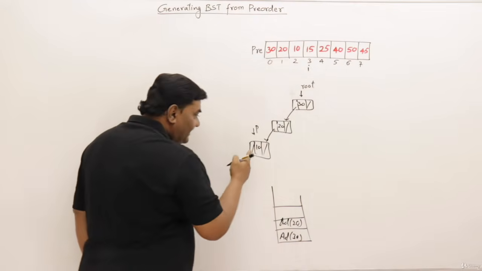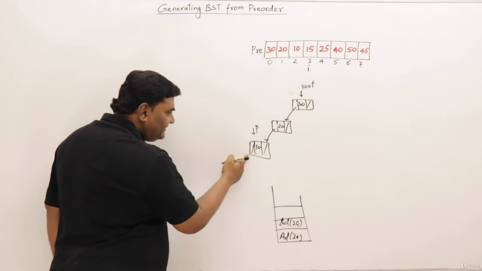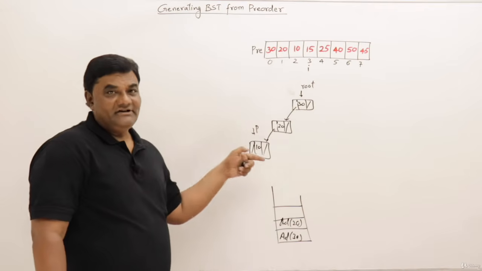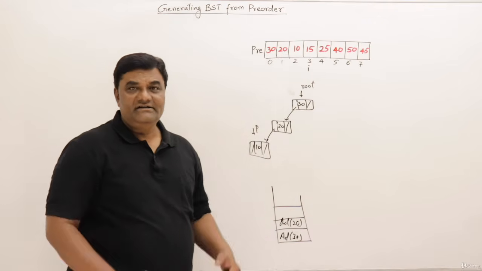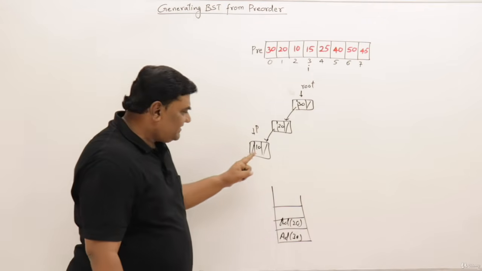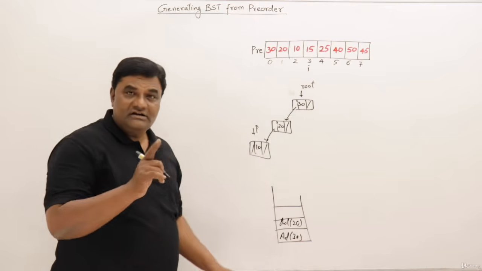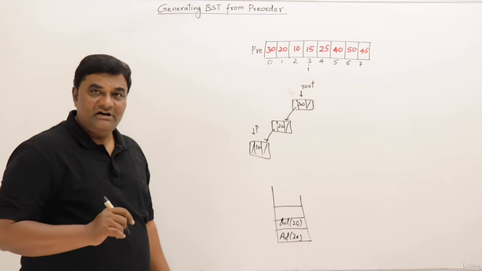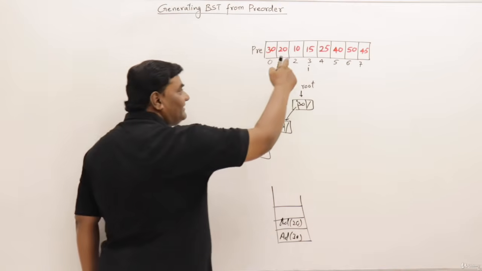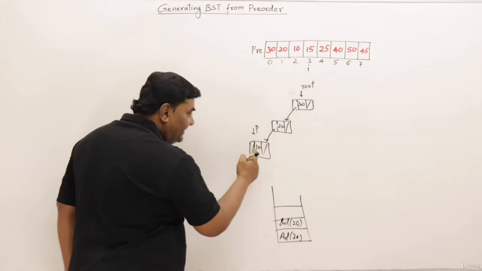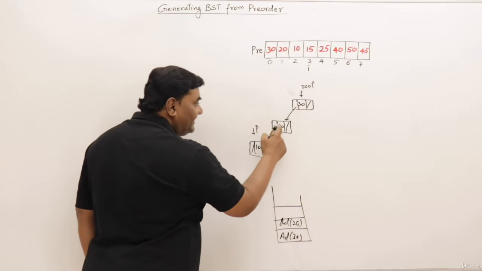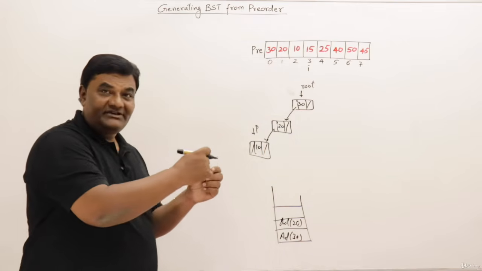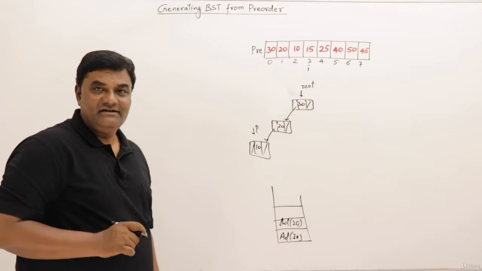This is 15. Is it smaller than this one? Is it smaller than 10? It's not smaller than 10. Definitely, it is greater than 10. Yes, it is greater than 10. So it's greater than 10, so shall I insert here or confirm whether it comes there only or not? I have to confirm. How? That next element should be in between these two. It should be smaller than this one and greater than 10. So it should be in between 10 and 20, right?